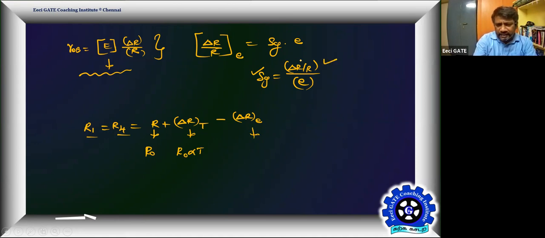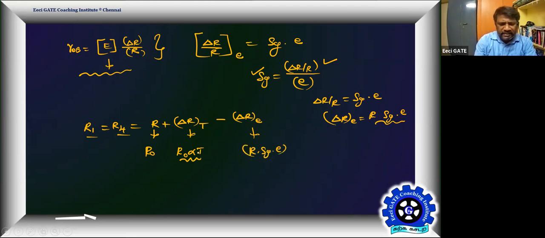That is, delta R due to strain, if you balance it, you will get delta R by R equal to gauge factor into strain. So delta R due to strain is equal to R into gauge factor into strain. This is delta due to strain, and this is delta due to the temperature. So this is R into Sg into E.